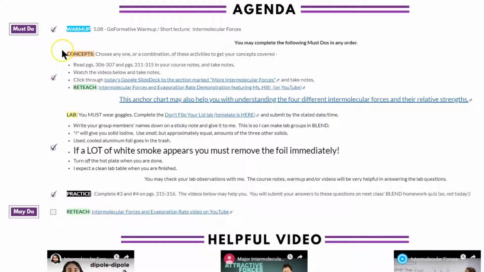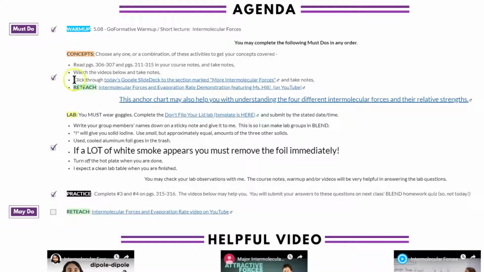Within the concept section of the playlist, they had choice over how they could get their concepts covered. So they had a choice of reading some text and taking notes, or they could choose to watch videos and take notes. They could also do these individually or with a partner or a very small group, and I did set limits on the numbers of students that could be working together within a small group.